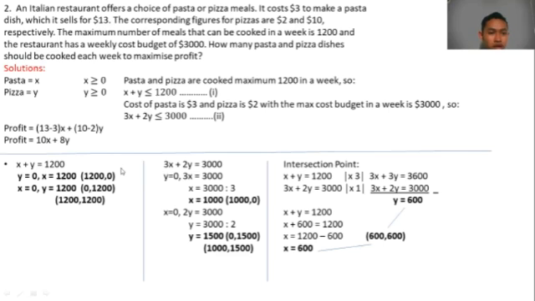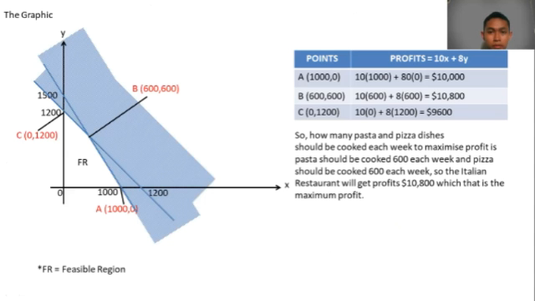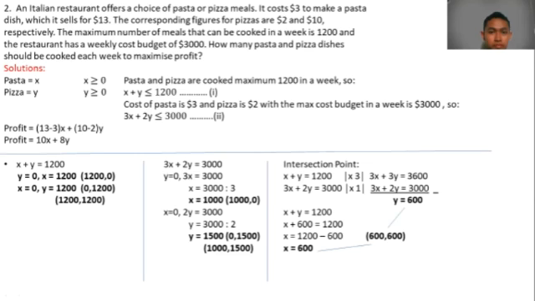And the next step is we should find all the points of each equation. From the first equation, x plus y equals 1,200, we put y as 0, so we get the x point is 1,200, and then we put x as 0, so we get the y point is 1,200. So the points of the first equation are 1,200 and 1,200.